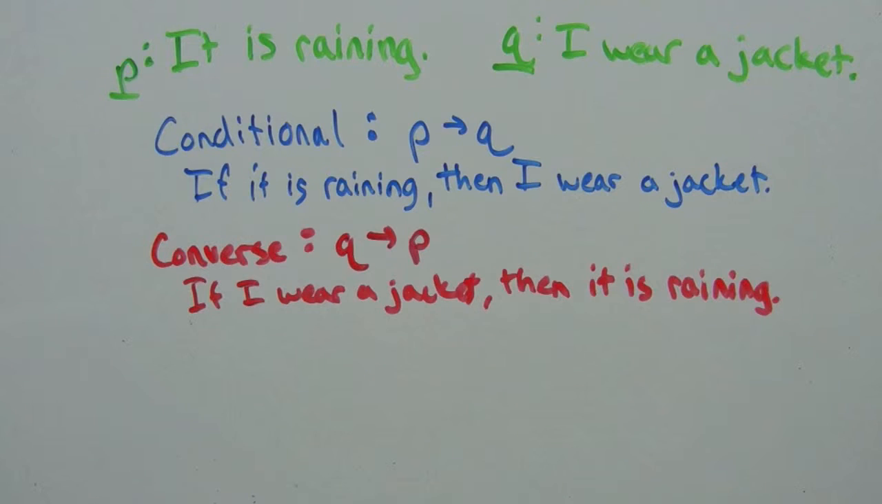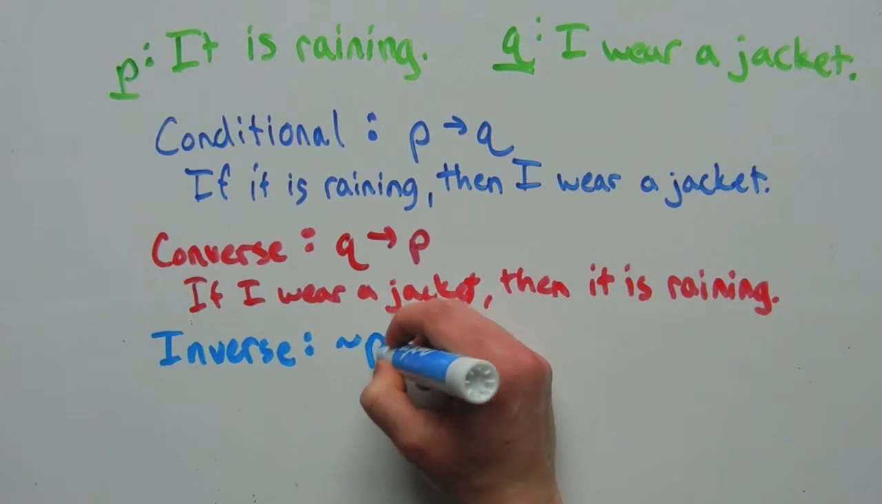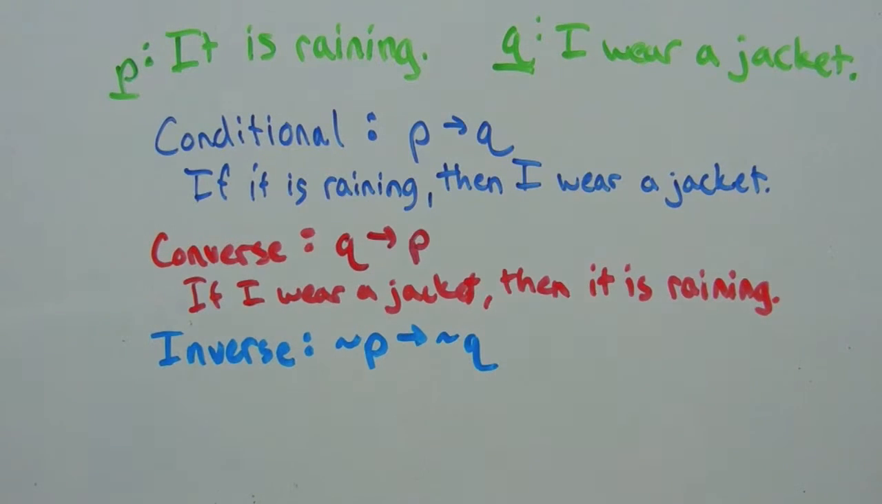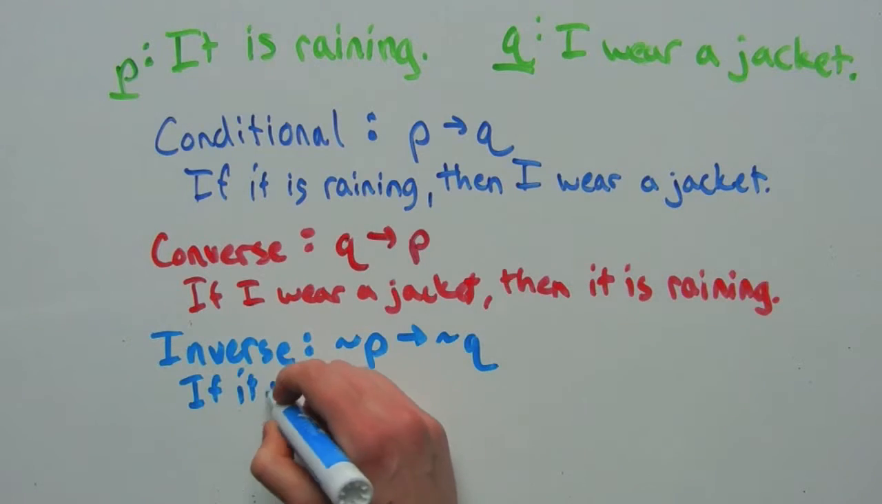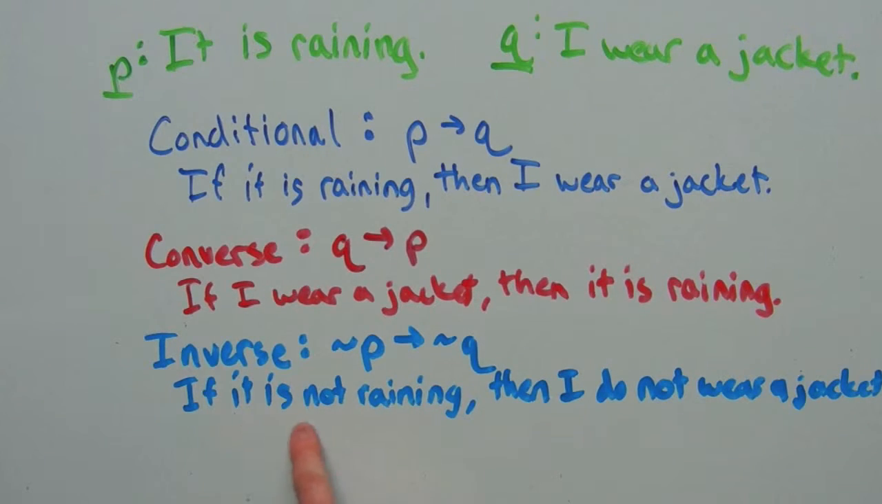Next, we're going to have the inverse. The inverse is not P implies not Q. That's saying if it is not raining, then I do not wear a jacket.